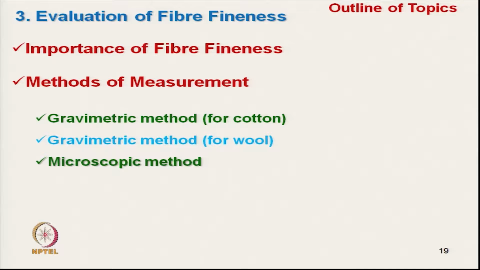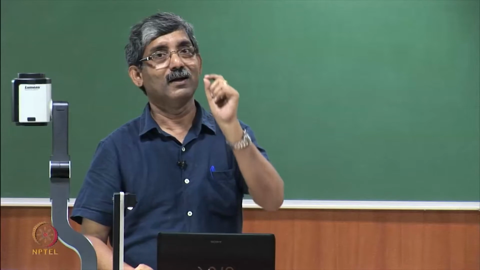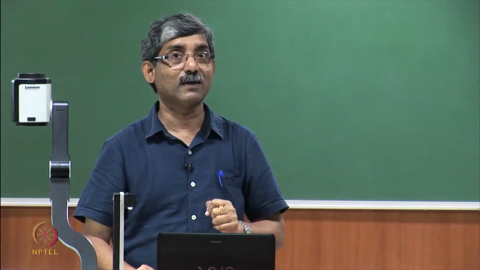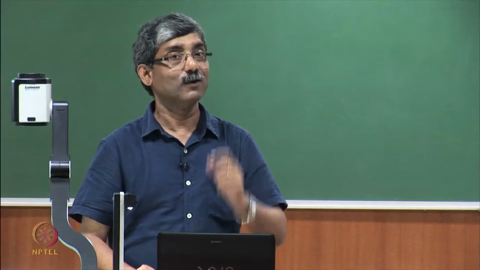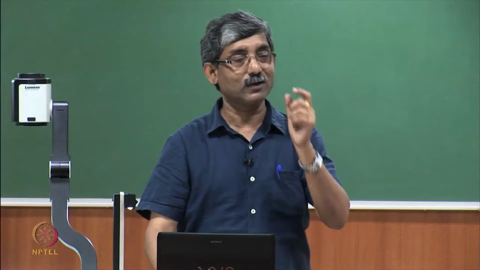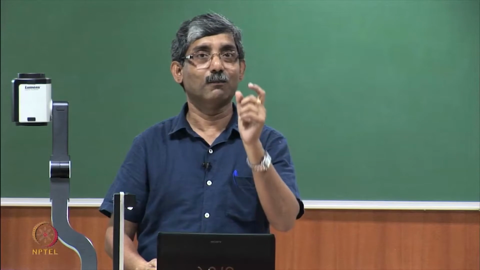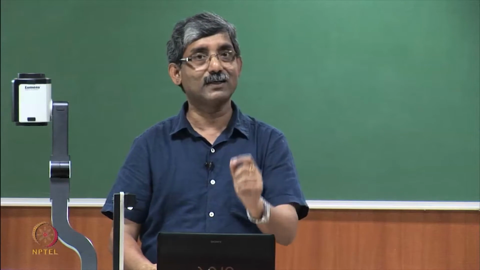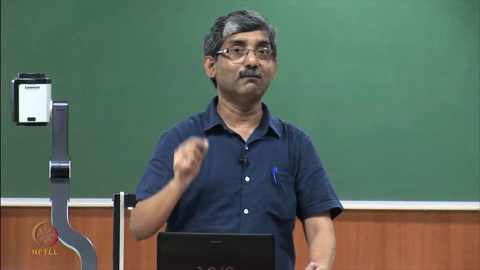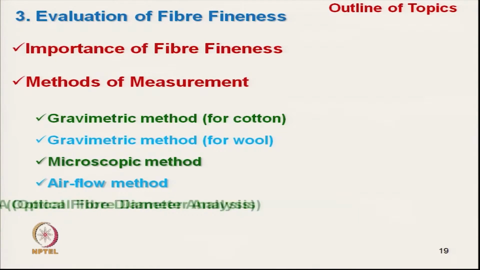That is why cotton is expressed in terms of mass per unit length, but wool is generally expressed in terms of micrometer, because wool is a little bit circular in nature. Wool is not expressed in gram or mass per unit length, wool is expressed in terms of micron. Then the air flow method, which is an indirect method of knowing the fiber mass per unit length.